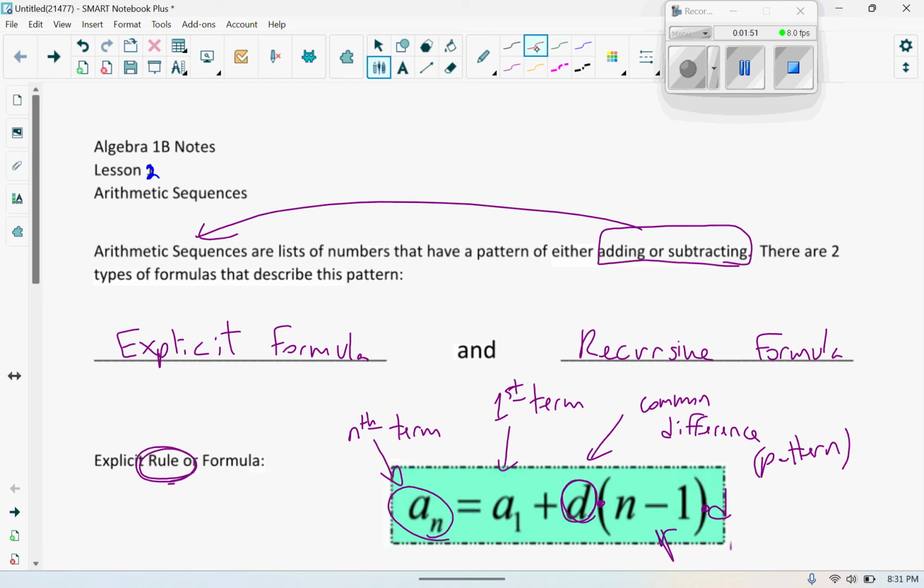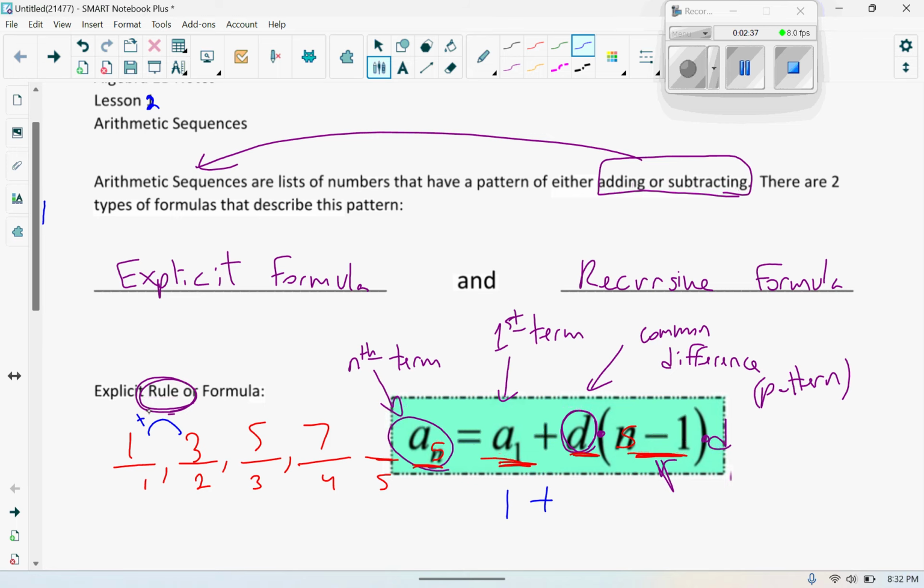So if I wanted to find the fifth term, this would be a to the fifth, and I'm going to say 5 minus 1, so 5 minus 1 times the pattern, and then plus the first term. That's how I would find the fifth term. So if I had a sequence and I want to find what that fifth term is, this is term 1, term 2, term 3, term 4, term 5. The first term is going to be 1.